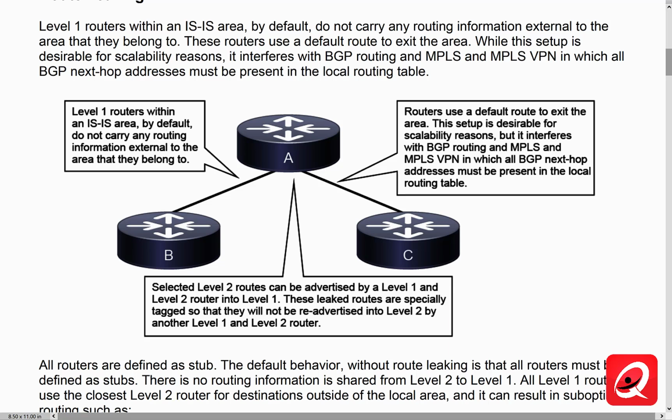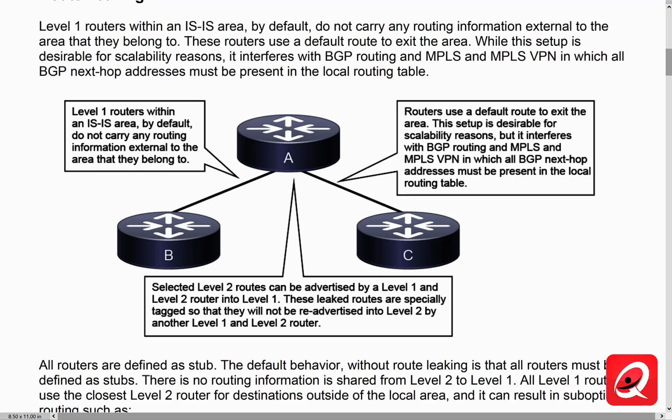Because the L2 routers comprise the backbone, L2 routers are going to have complete visibility of all of the routing information for the entire routing domain, as opposed to the level 1 router. So we use that closest level 2 router for destinations outside of the network, but this could result in asymmetric routing, meaning that we're taking one path to reach a destination and a different path to get back, or we could have just simply suboptimal routing, meaning we're not using the best path.